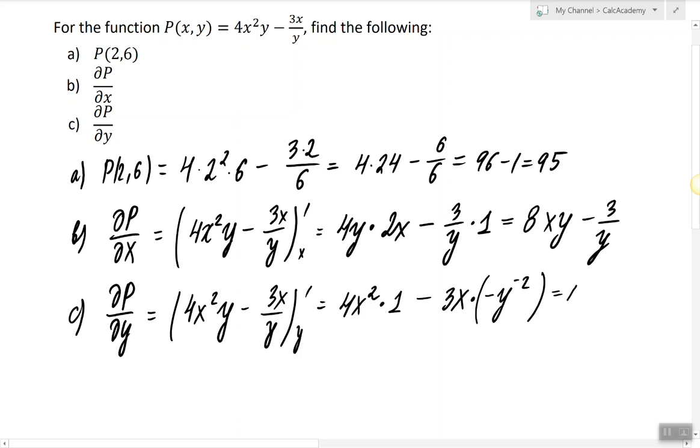So simplifying this will give us the following expression. So this is the partial derivative of a given function with respect to y.